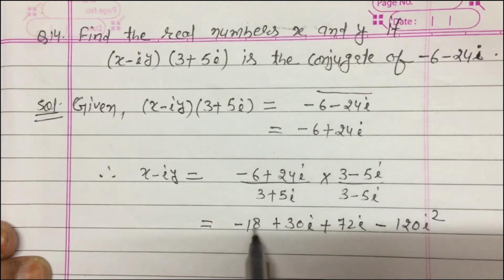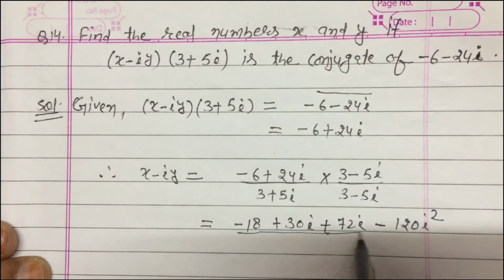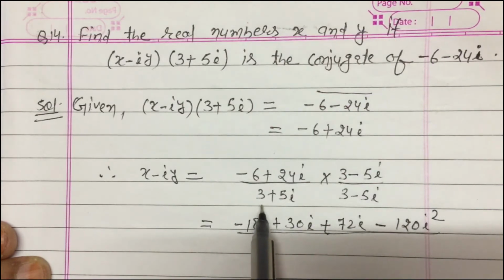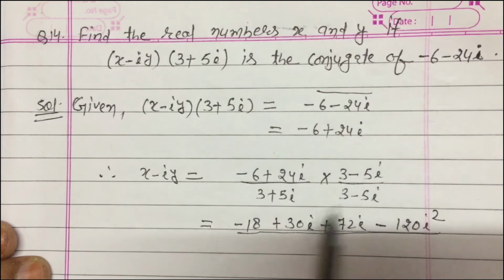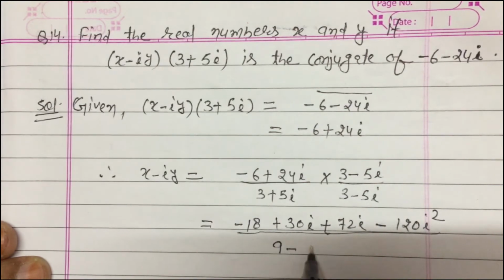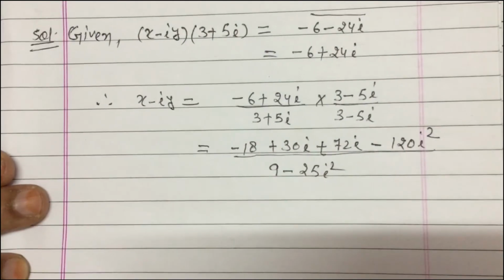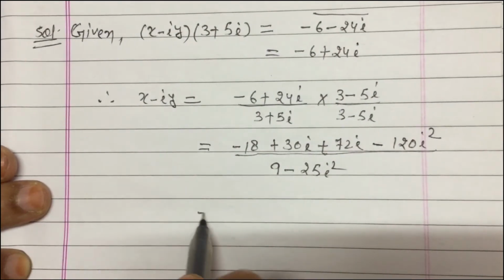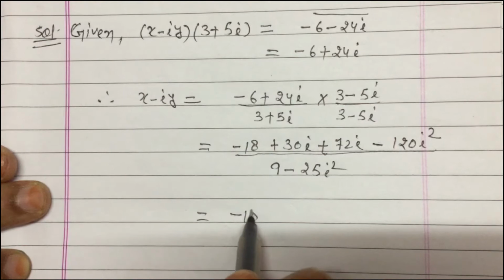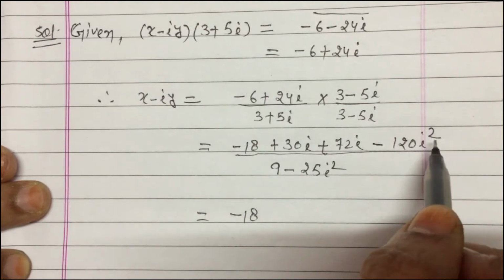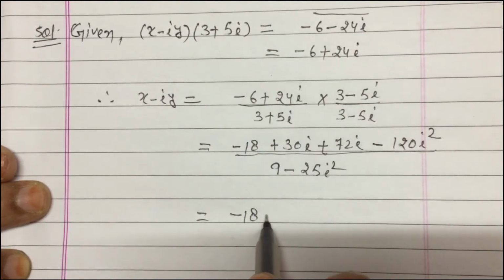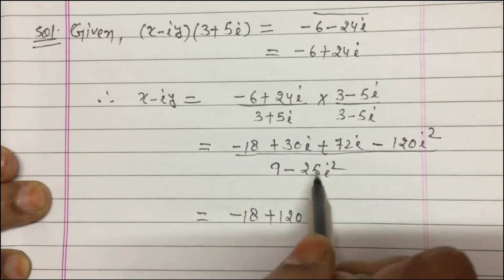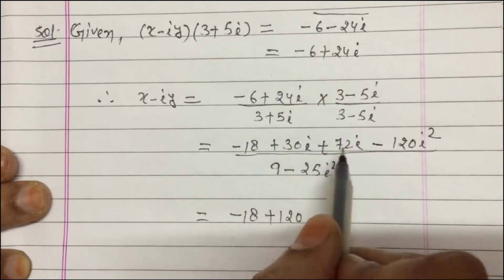In the denominator, apply the identity (a plus b)(a minus b). You will get 9 minus 25i square. Now solve. It is minus 18, and here i square is minus 1, so it becomes plus 120. Okay, and add this imaginary part.